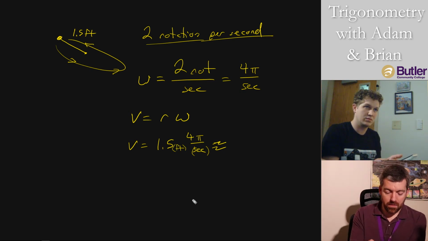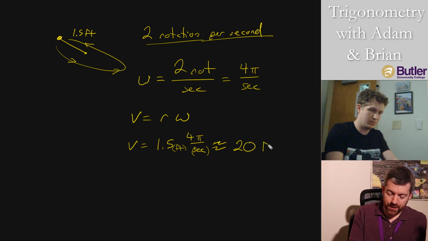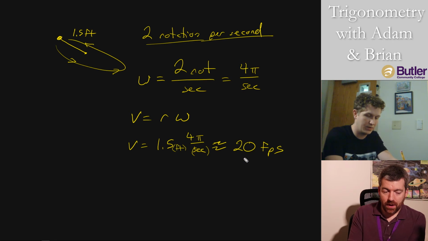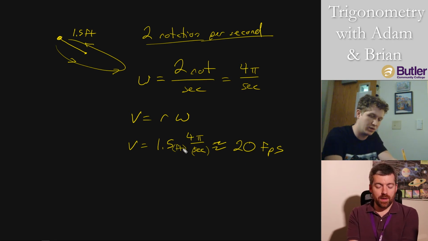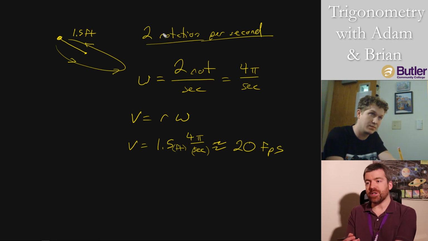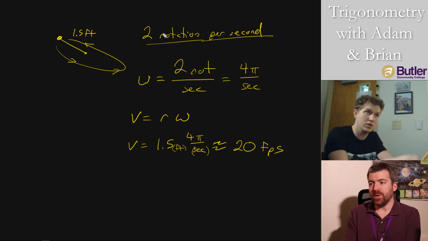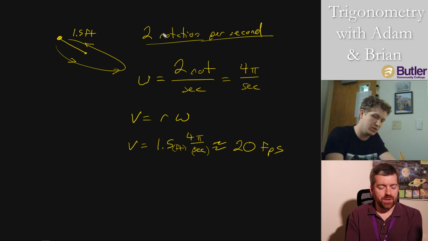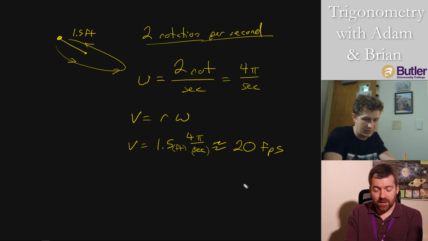Sure. Let's just round that to 20 feet per second. It's 18.849. That would still round up to 20. Because we're saying there's just 2 rotations per second, so that's one significant digit. We're just getting an estimate anyway. So 20 feet per second.